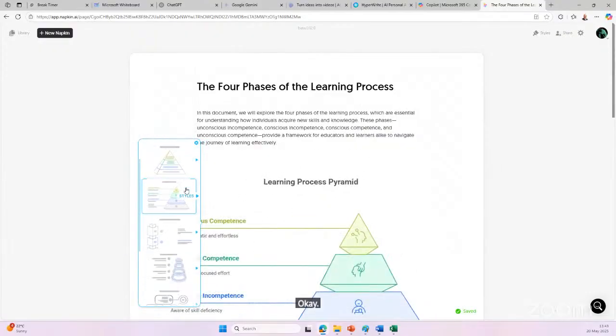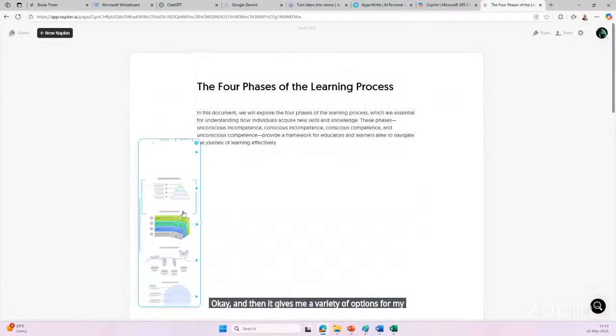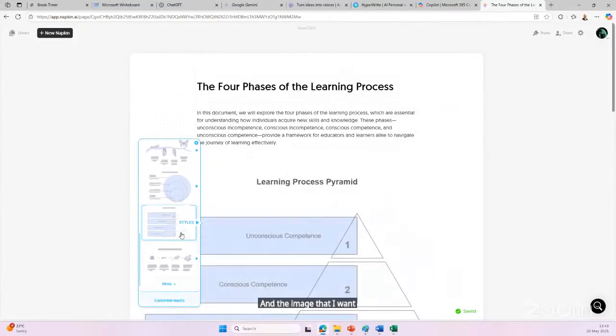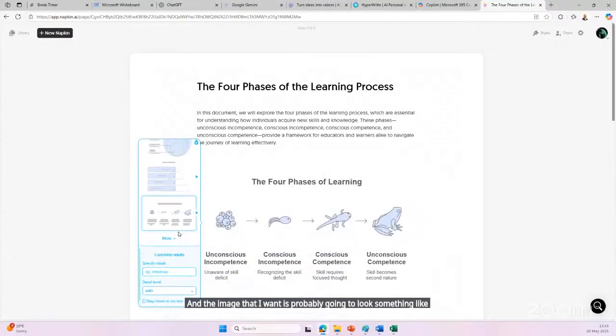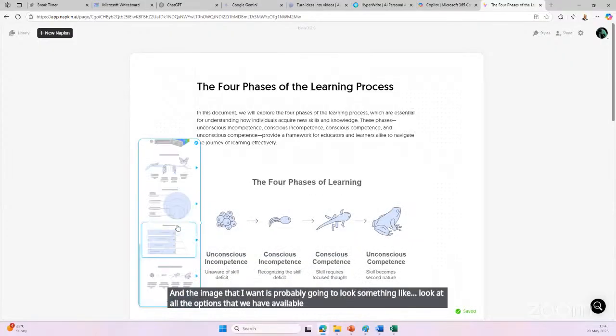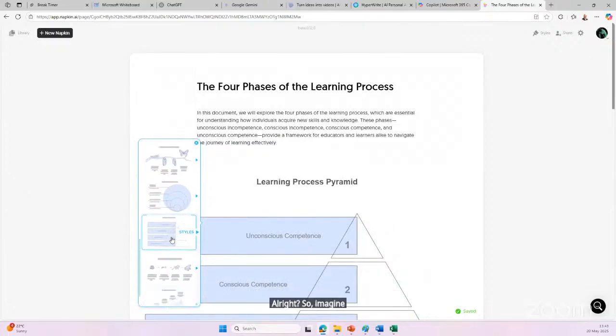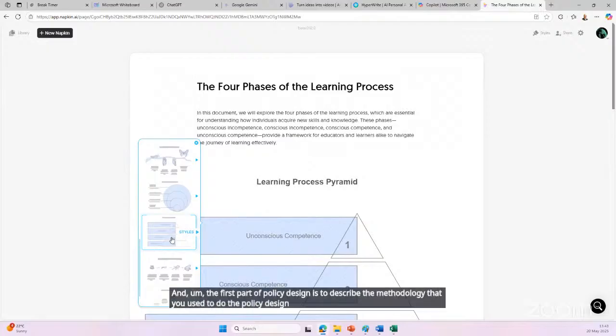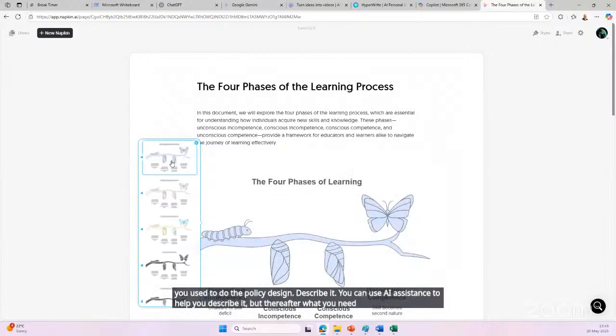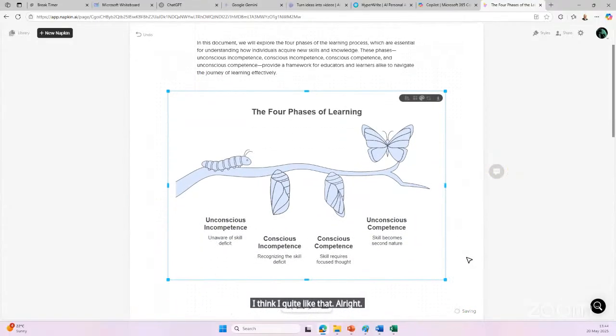Then it gives me a variety of options for my image. Look at all the options that we have available, including more. So imagine you're developing a curriculum for your students, or you're doing policy design, and the first part of policy design is to describe the methodology that you used. You can use AI assistants to help you describe it, but thereafter you might want to illustrate it with an image. Well, I think I quite like that.